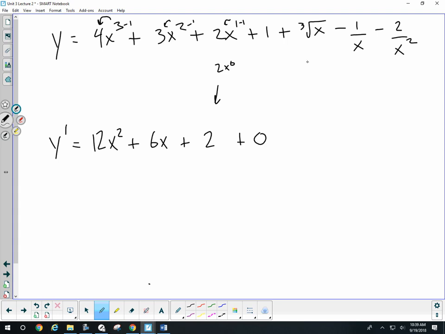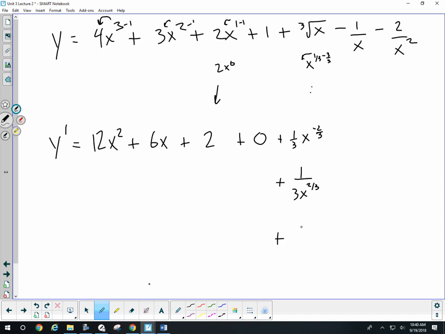If I have the cubed root of x, I would rewrite this as x to the 1/3 and then use the power rule. I'd bring the 1/3 down. Subtract 1 from 1/3. That's like subtracting 3/3. And that'd be negative 2/3. I'd expect you for your quiz today to be able to rewrite this as 1 over 3x to the positive 2/3, just getting rid of the negative exponent.